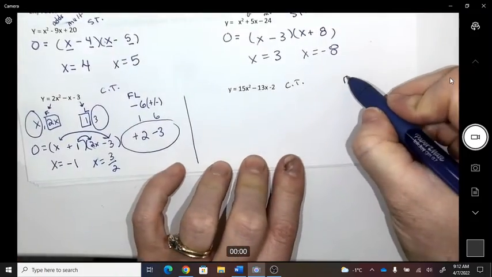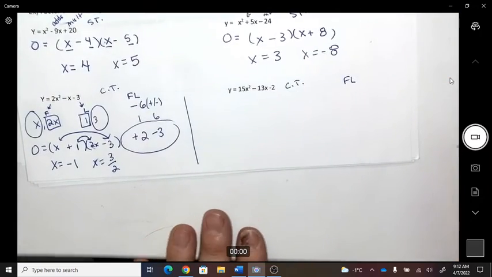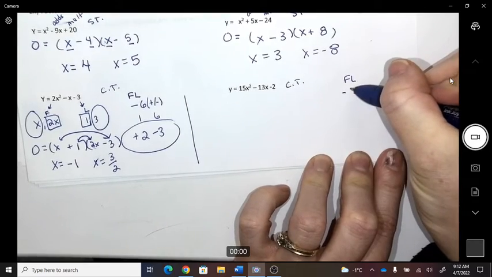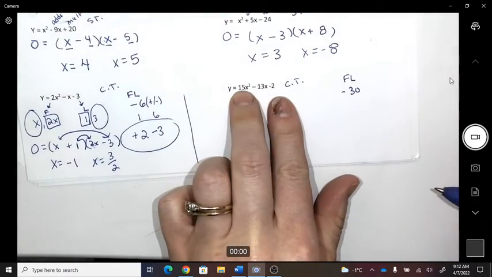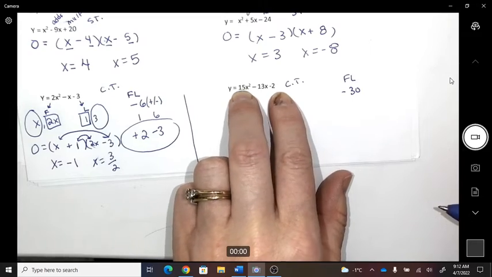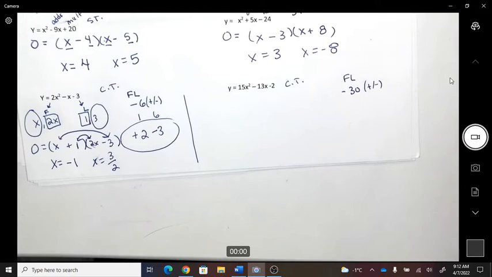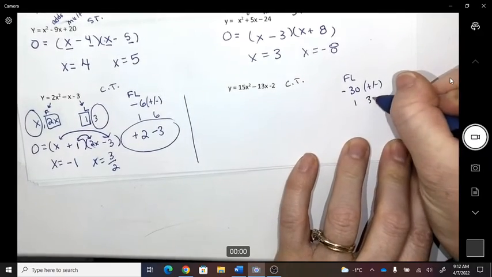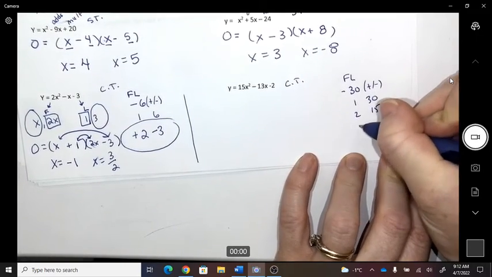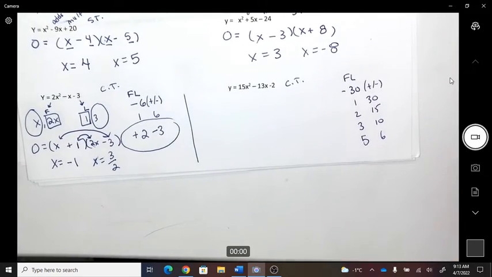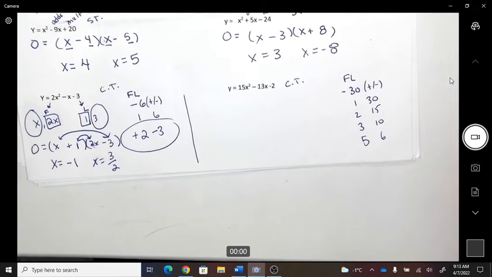Next one, ready? I'm going to write my FLA first. So what is the first times the last? Negative 30. So that was the first thing times the last thing was negative 30. I'm already thinking in my head, I'm going to have something with a positive and something with a negative. Okay, 1 times 30, 2, 15, 3, 10, and 5, 6. Those are all the sets that multiply.